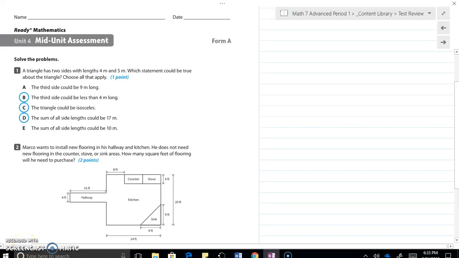A triangle has two sides with the side lengths 4 and 5. Which statement could be true about the triangle? Choose all that apply. Okay, so in order to solve this problem, we have to use the triangle inequality theorem.